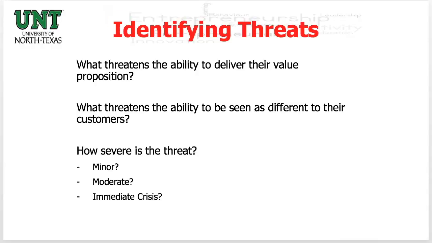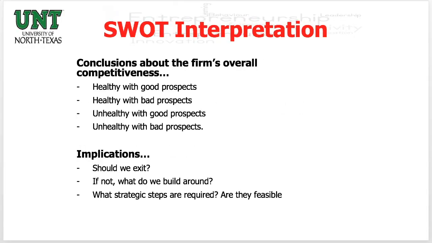So that's identifying threats. Let's move on to an interpretation of the SWOT. So, conclusions about firms' overall competitiveness. Right? You could be healthy with good prospects. You could be healthy despite having bad prospects. Right? So just because you have a few weaknesses does not mean the company is going to be in bad shape. Could be unhealthy with good prospects and also unhealthy with bad prospects. The short of it is, if you have a good prospect or bad prospect, it doesn't really say too much about the overall health of the company.